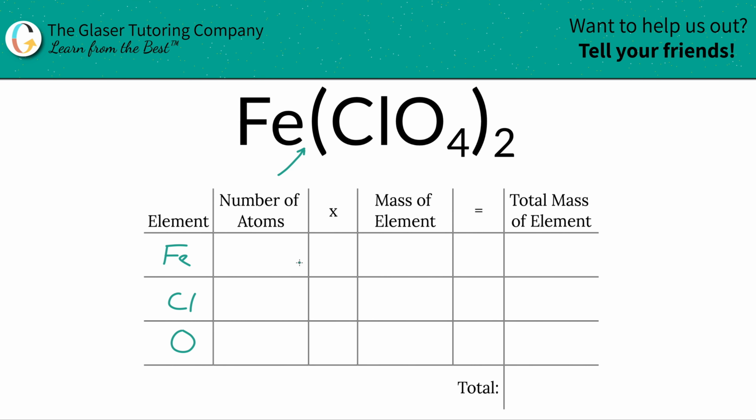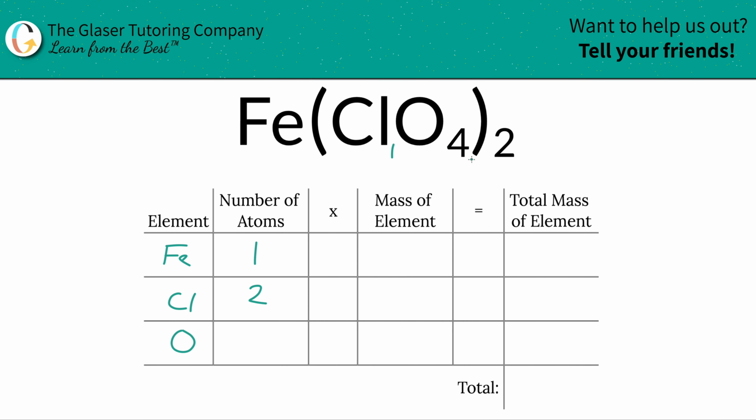So if there isn't a subscript at the bottom of the element, like for iron, we assume it's a 1. For chlorine here, it's a little different. There is a 1 there, but that's part of the perchlorate anion. Since we have 2 perchlorate anions, there's actually 2 chlorine. All you have to do is take that subscript of chlorine multiplied by the outer subscript to find the total. Same thing for oxygen.